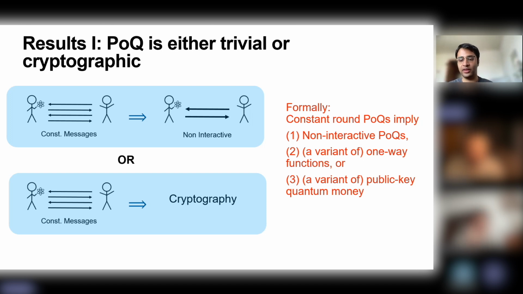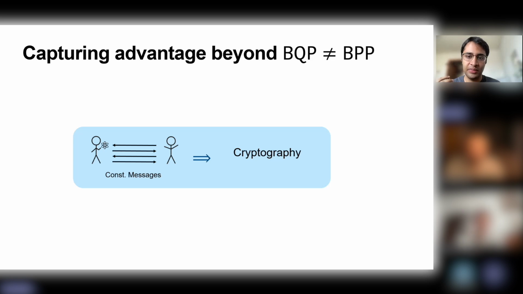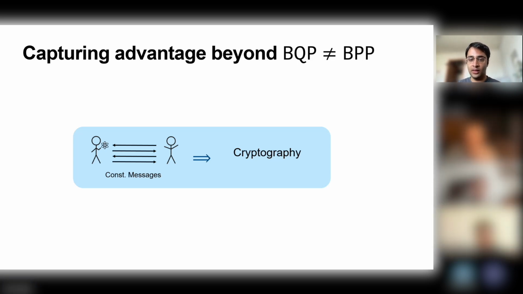This gives us the first hint, which is that these kinds of proofs of quantumness are fundamentally cryptographic. And therefore, if you think cryptographically, we can try to capture the hardness using the standard paradigm for building cryptographic constructions. And this paradigm will actually be sensitive to the difference between interactive and non-interactive. And what do I mean by that?